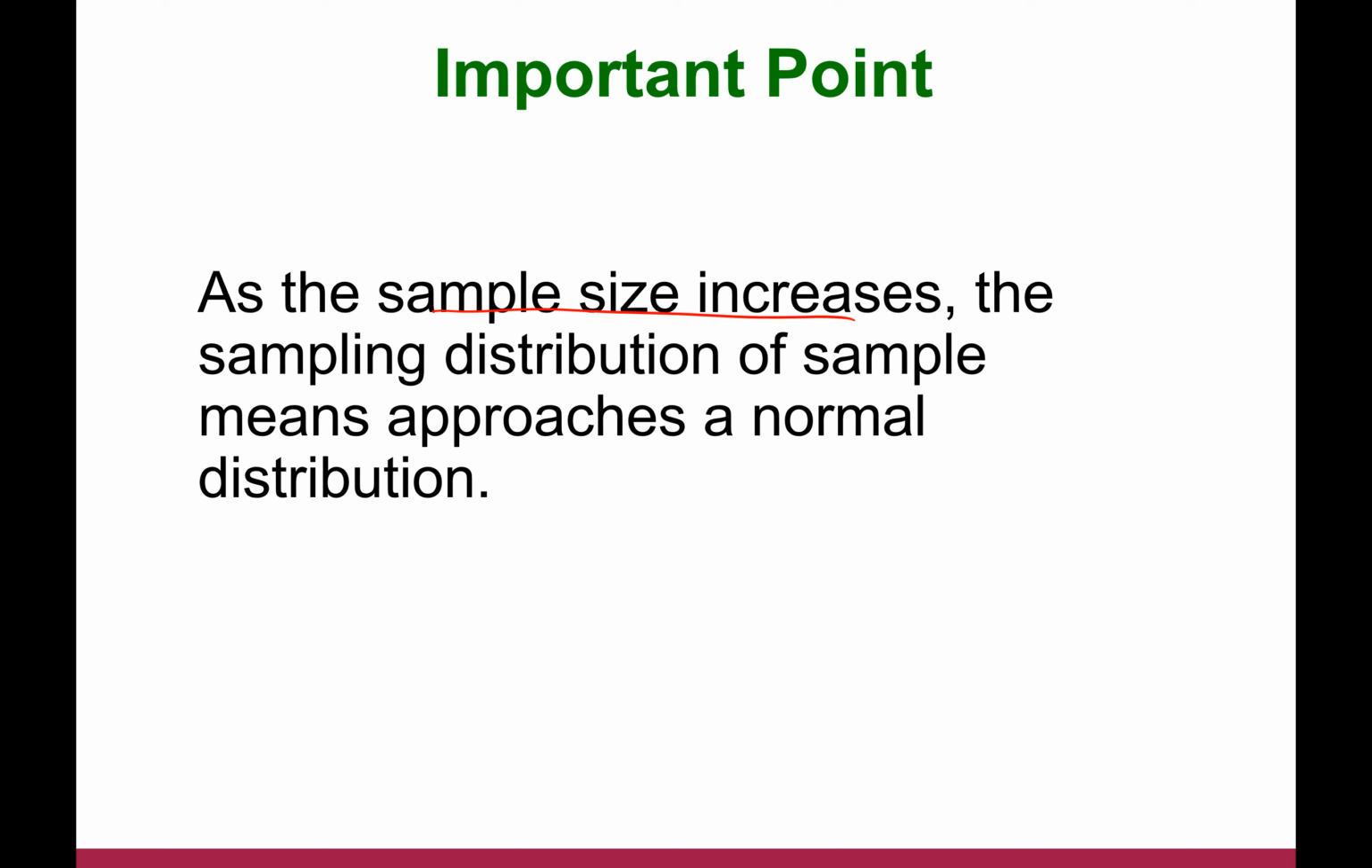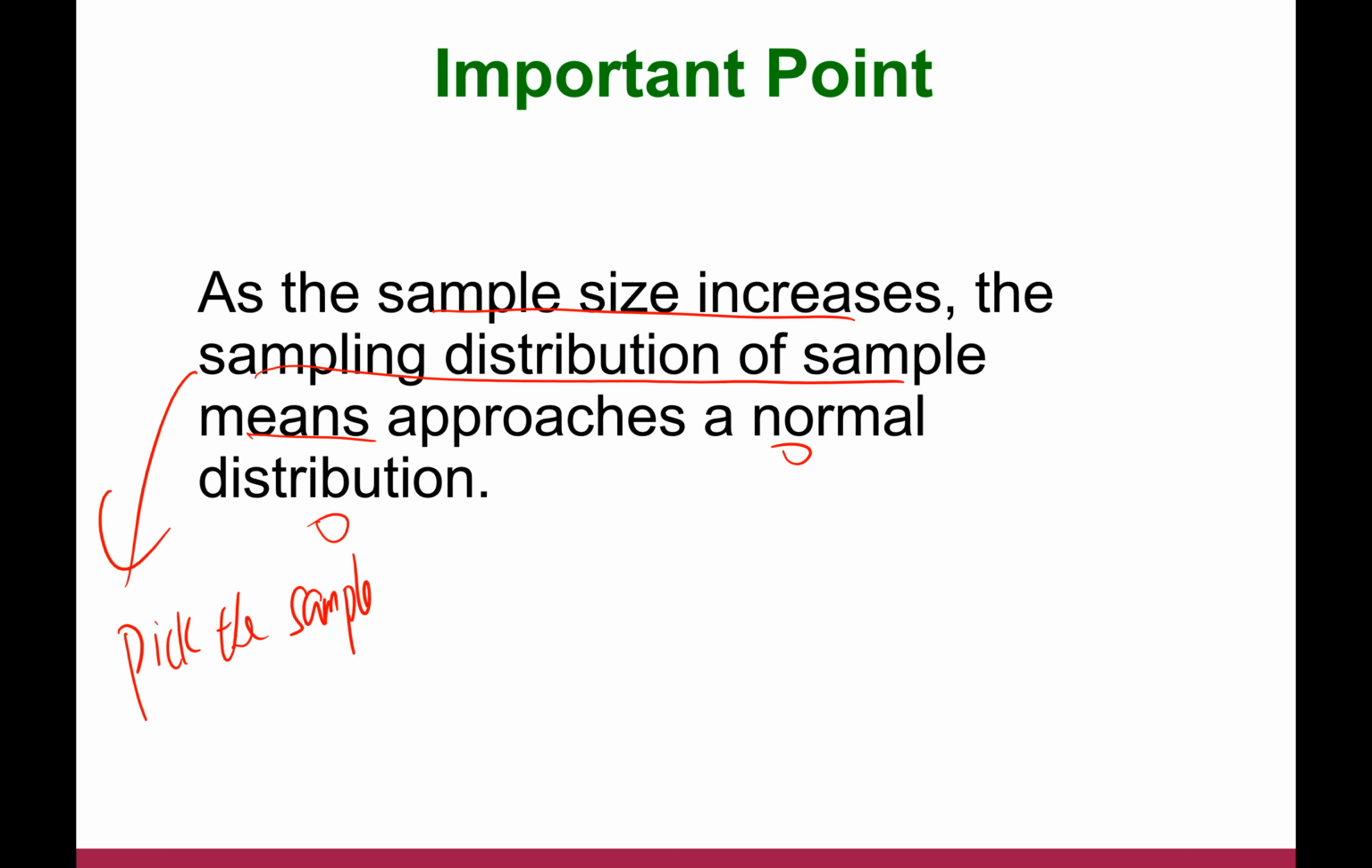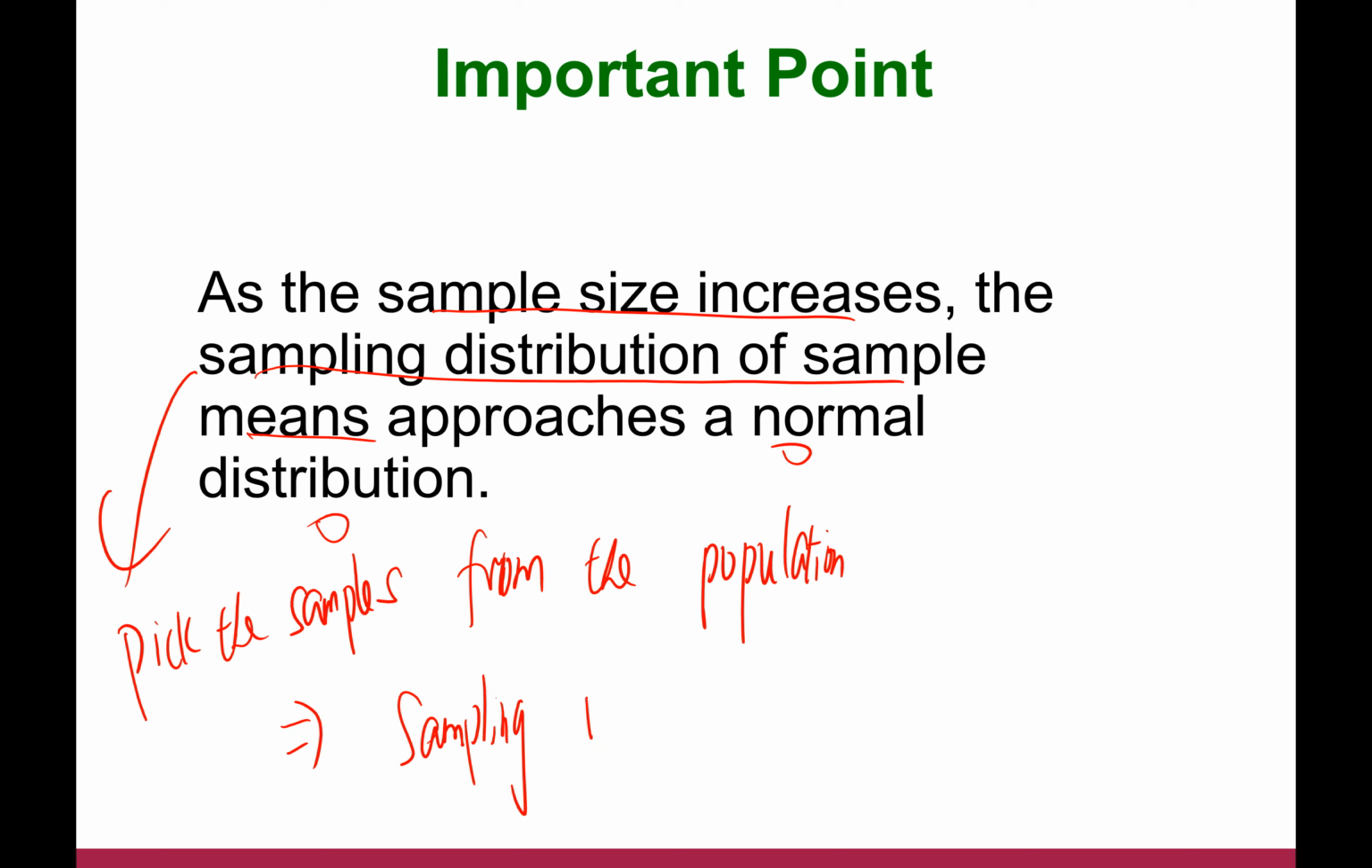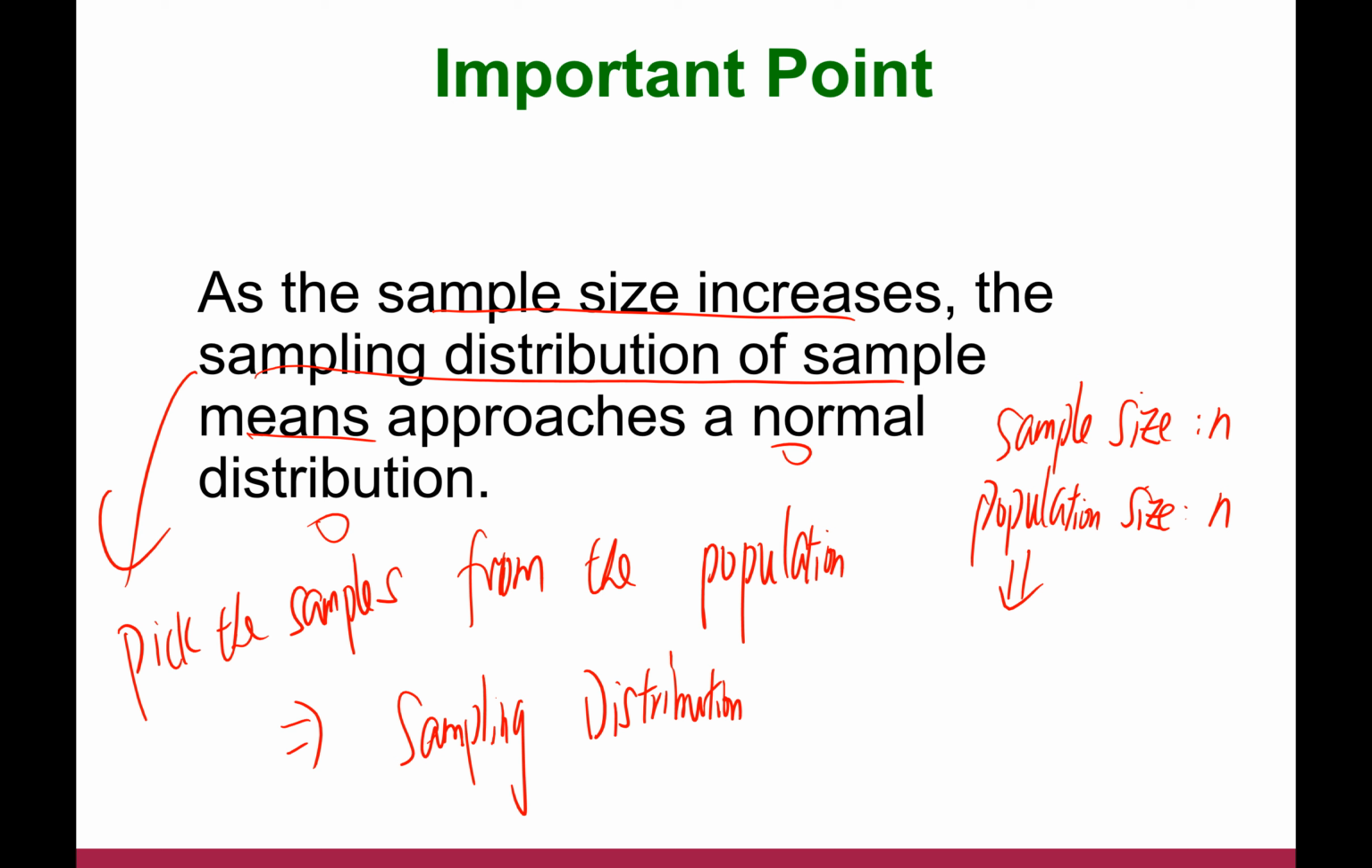So as the sample size increases, the sampling distribution of the sample means approaches the normal distribution. Picking the samples from the population is called a sampling distribution. If you want to use a combination to represent this process, the sample size, we know, is lowercase n, and the population size is uppercase N. So basically, this process is a combination we do.